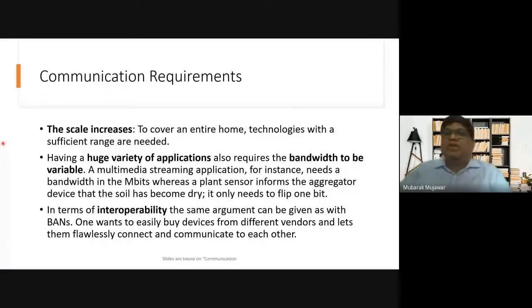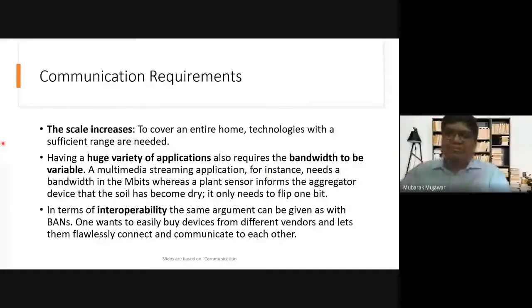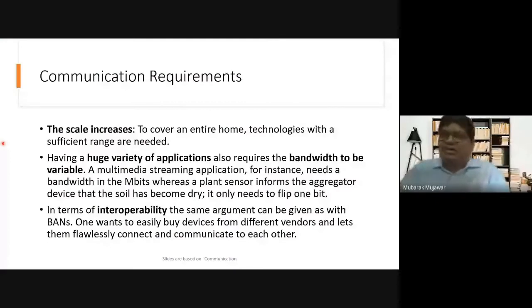Now the next thing is, since we have a huge variety of applications and they work on different bandwidths as well, we have to think of something which has variable bandwidth or quite a wide bandwidth. For example, if we are watching Netflix or YouTube, that requires a data rate of about a few megabits per second. Whereas a smart refrigerator or a small agriculture sensor will require just 1 bit or 5 bits per second, or maybe less than a few kilobytes per second. So we have a huge range in data rate.